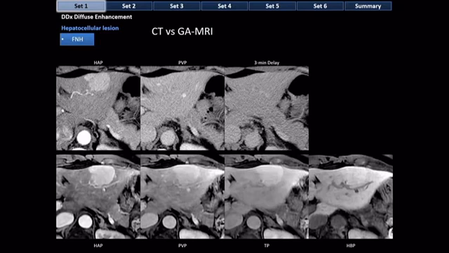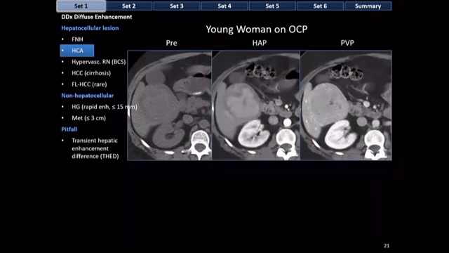Okay, enough on FNH, because you guys will probably kill me if I keep talking about FNH. Let's now move on to hepatocellular adenoma.